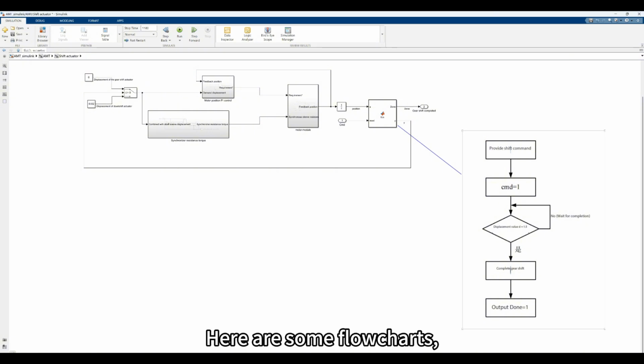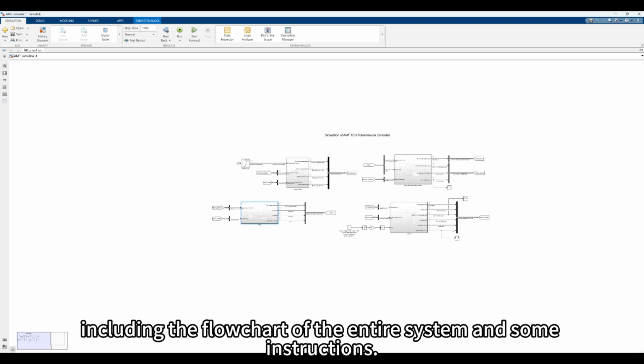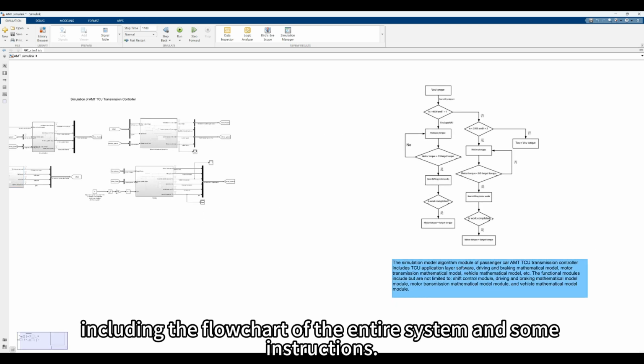Here are some flowcharts, including the flowchart of the entire system and some instructions.